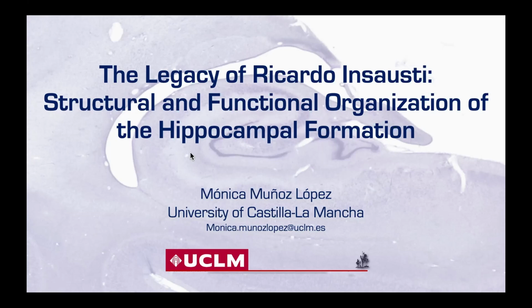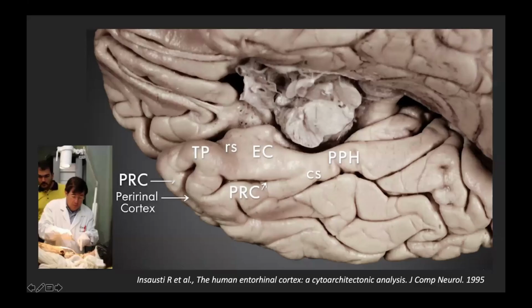So let's start. I think it's difficult to think about Ricardo and not to think of one of his beautiful dissections of the brain. And this is just a photograph of him together with the focus of his career that has been the entorhinal cortex among the medial temporal lobe areas.